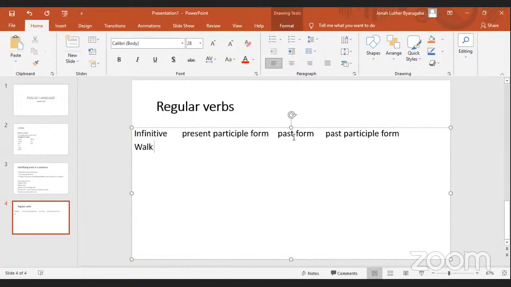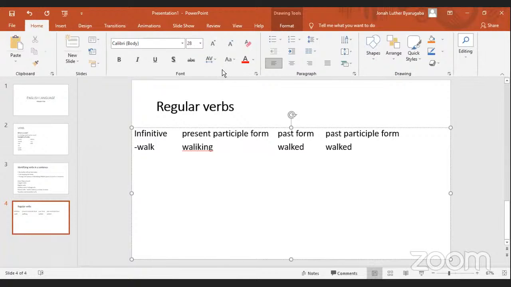Let's take an example of the word walk. Let me use these hyphens. Walk. What would be the present participle? It would be walking. Then its past form would be walked. Then its past participle will also be walked. So if a verb has the same past form as its past participle, then that verb is regular.